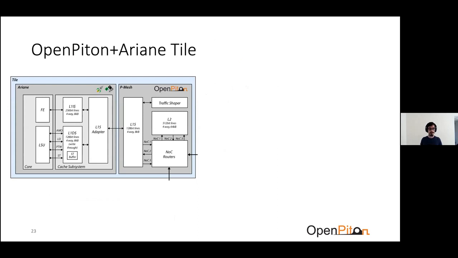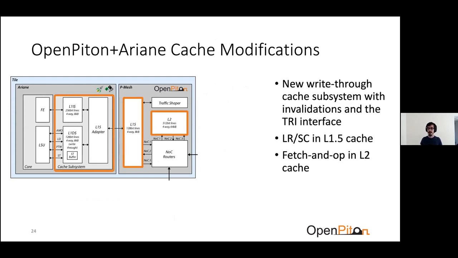What were the changes that we had to make? Well, in Ariane, the Pulp team made changes to make a new write-through cache subsystem, which supported invalidations, because before they were only single core. You need this capability to invalidate the L1s, and use our transaction response interface.